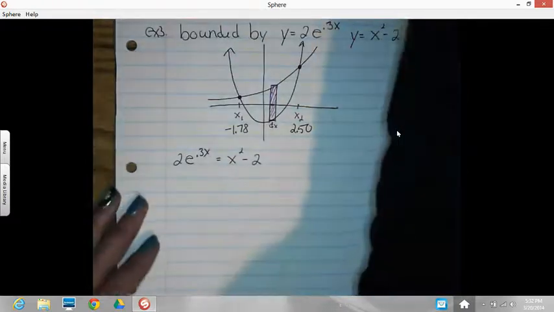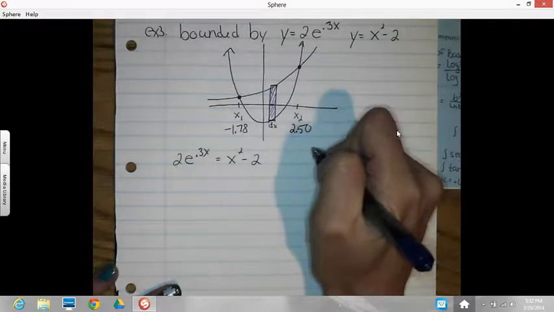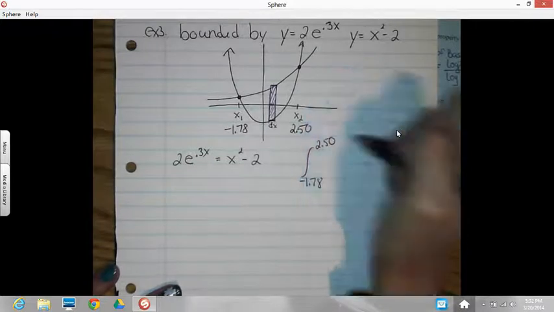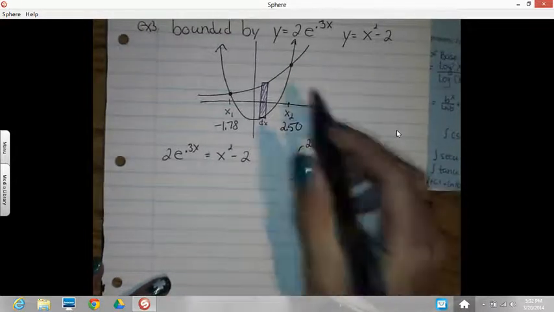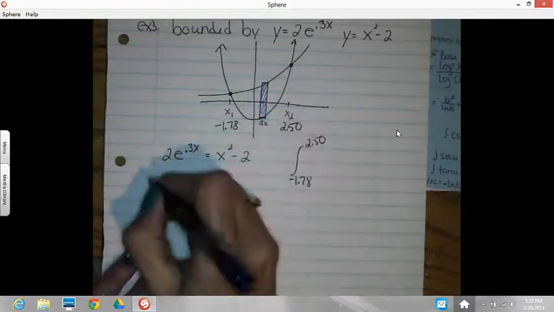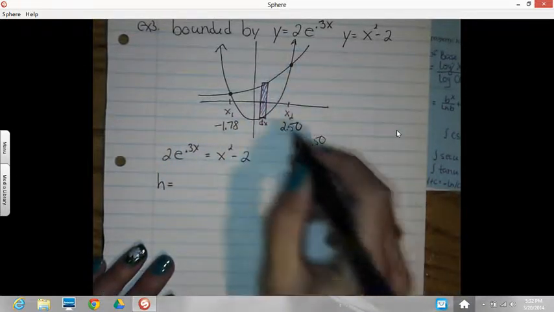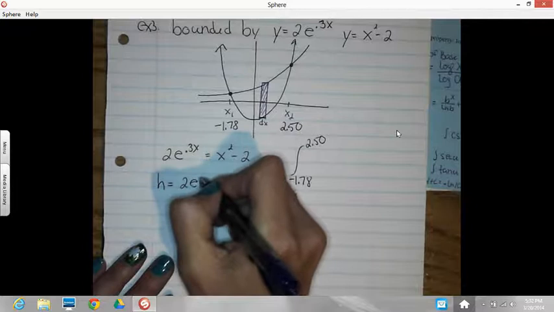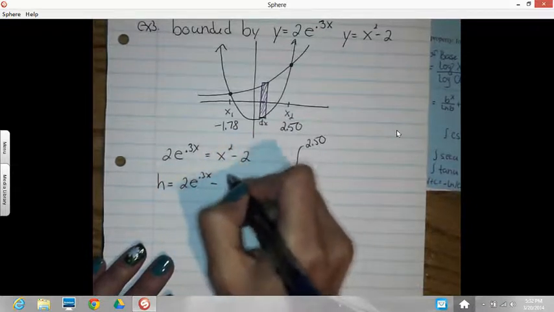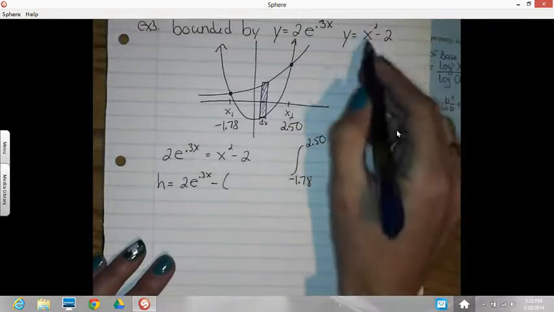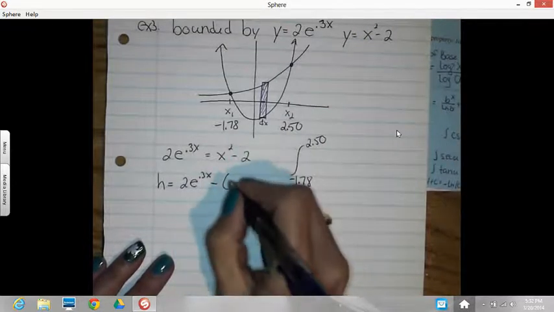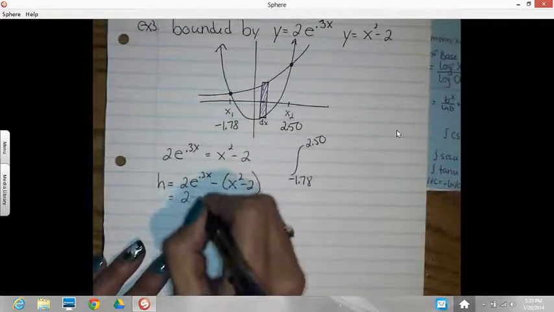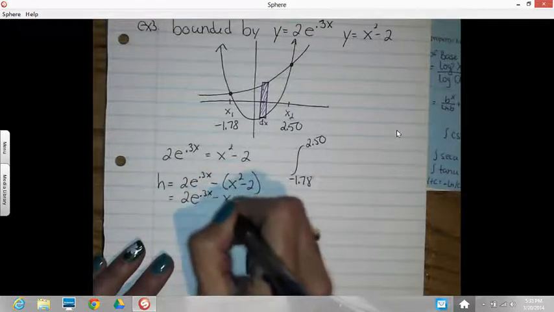So now I can set up my integral here. Negative 1.78 to 2.50. Now I need the height of my rectangle, that's top function minus bottom function. So the height, you can do it over here. I kind of like to do it over to the side. Top function is the e function, so that's 2e to the 0.3x minus the bottom function, the parabola. I know it has two terms to it, that's why I put my parentheses here. Now I'll distribute the negative. There's my height.